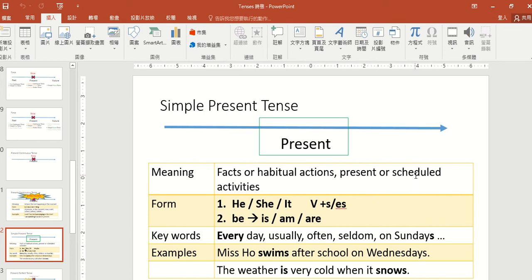That means something is fixed. For example, Miss Ho swims after school on Wednesdays. The weather is very cold when it snows. So this is a fact. When it snows, it must be cold. It won't be hot. So it is a fact.